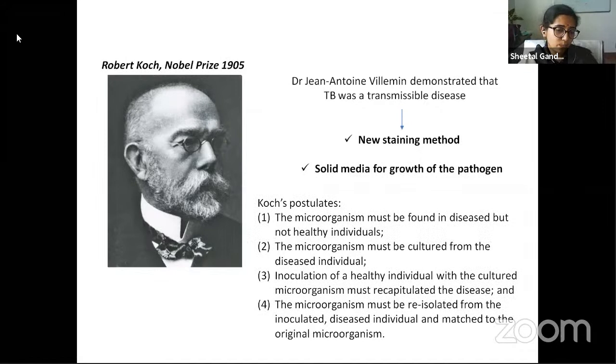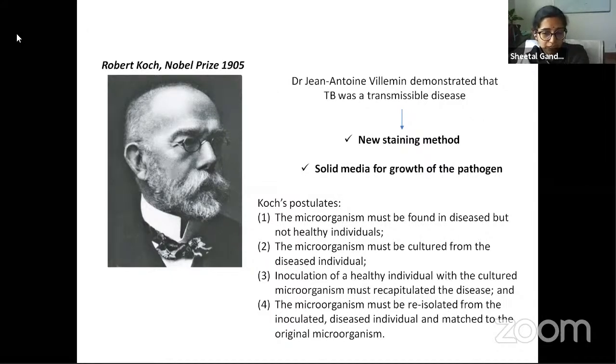he came up with these postulates, which are called Koch's postulates. These postulates basically define how you can call a pathogen the causative pathogen for a particular disease. What he stated was that the microorganism must be found in diseased but not healthy individuals. The microorganism must be cultured from the diseased individual. And that's where his staining method and his solid media allowed him to apply this postulate to the case of tuberculosis. Inoculation of a healthy individual with the cultured microorganism must recapitulate the disease, which it did in this case.